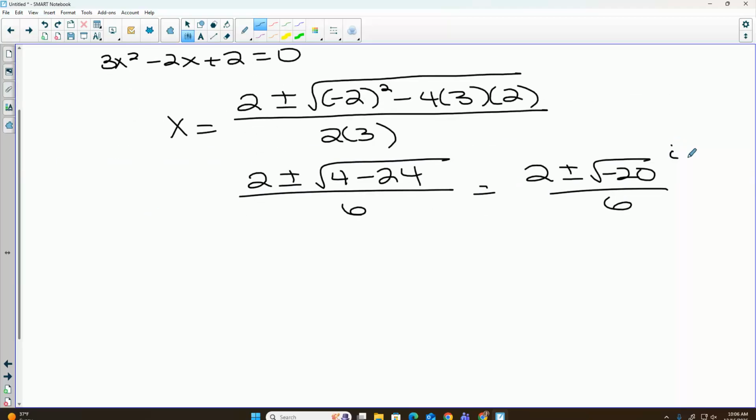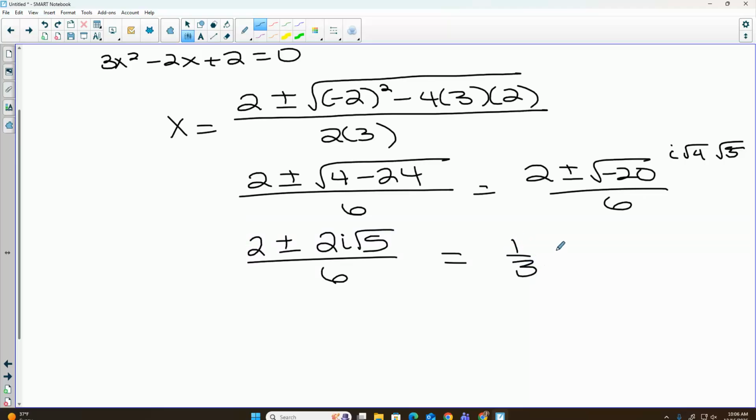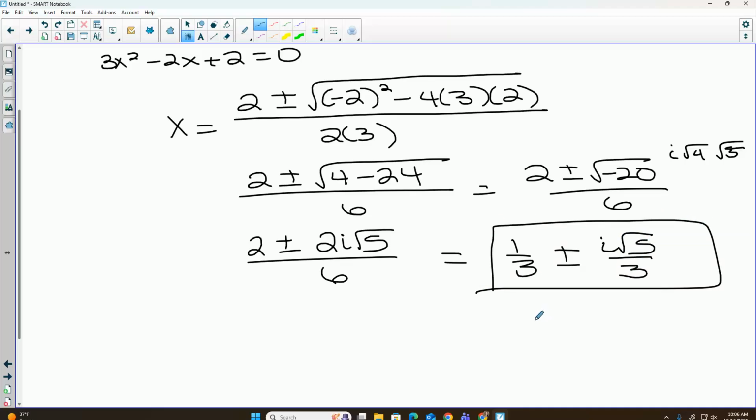How do we break up 20? So we get 2 plus or minus the square root of 4, which is 2, so 2i radical 5 over 6. Final thing, if it involves an i, you just split it up, so 2 over 6 is 1/3. 2i radical 5 over 6 would reduce to i radical 5 over 3. So that is our final answer.